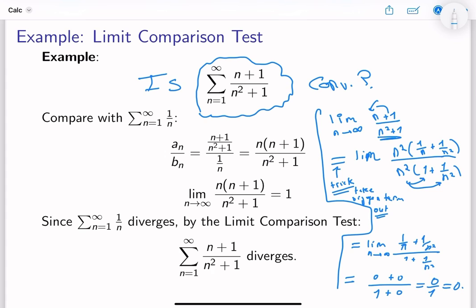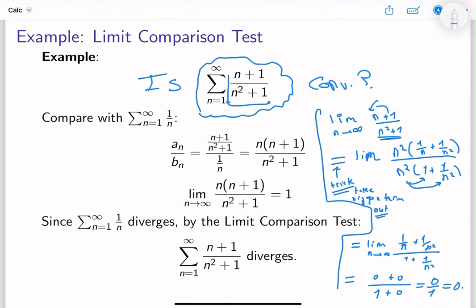We first have the comparison test, where you need some inequality between this and something that you know is convergent or divergent. Well, it's also not clear if you can get an inequality. So you look at this and you can't say much.